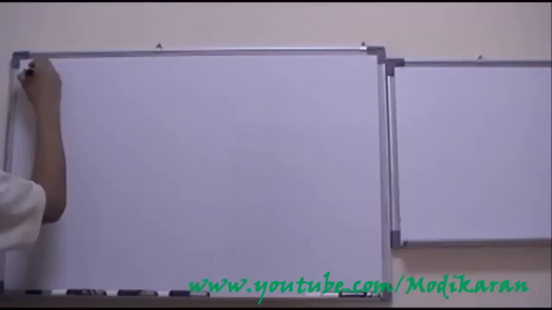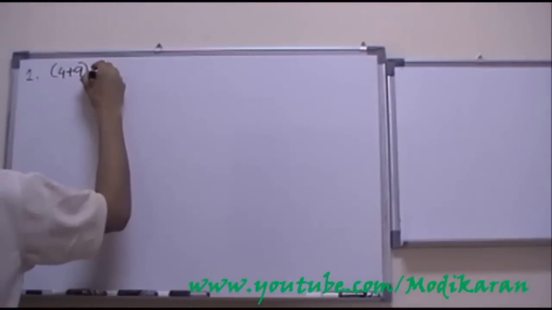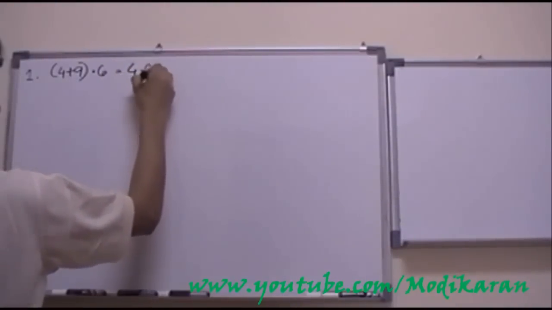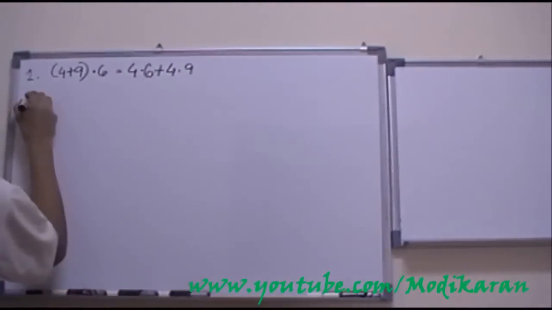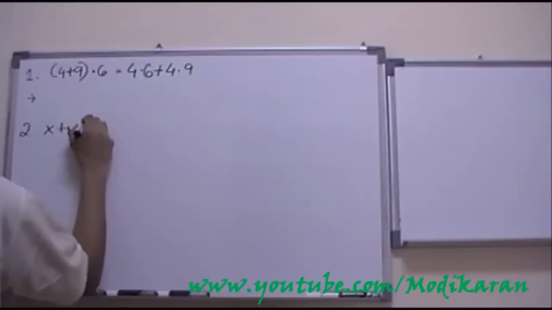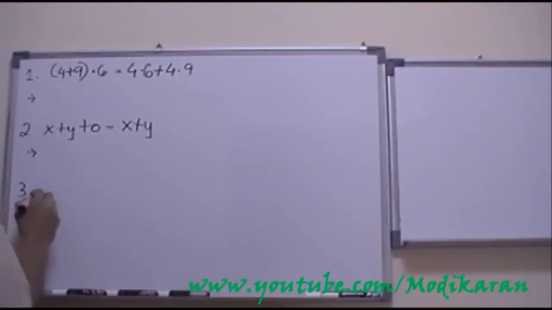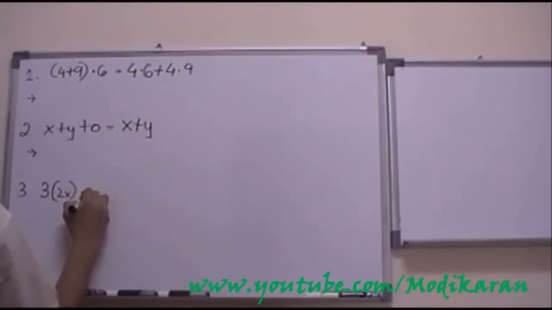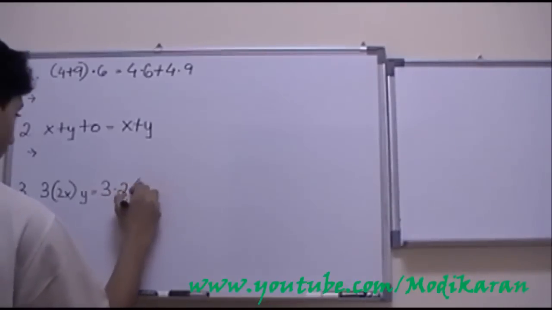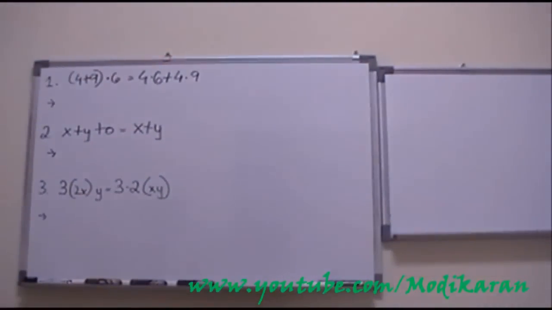So let's go ahead. The first is (4 plus 9) multiplied by 6 gives you 4 times 6 plus 4 times 9. What is it? Second is x plus y plus 0 is equal to x plus y. Third, 3 times 2x times y is equal to 3 times 2 times xy. What are their properties? Now, this may seem a little bit tricky at first glance, but really it's not that hard. So let's go ahead and name these properties.